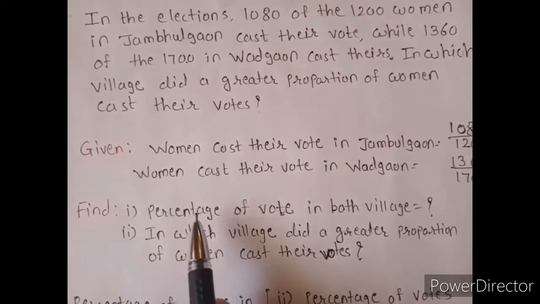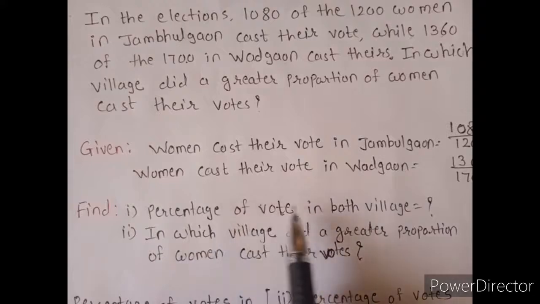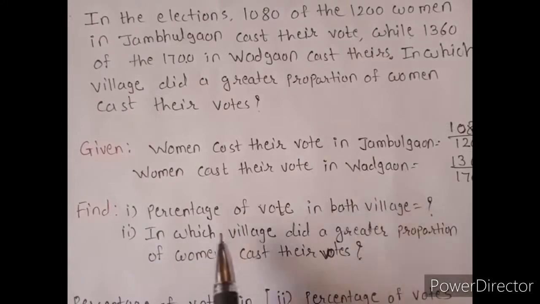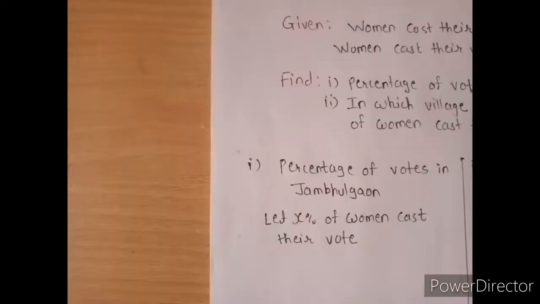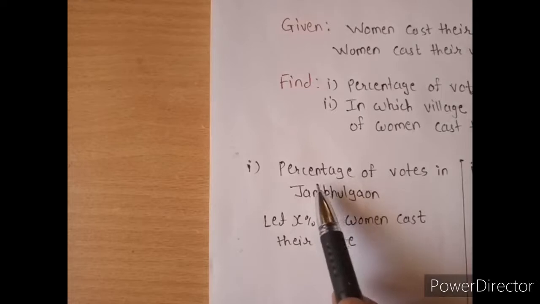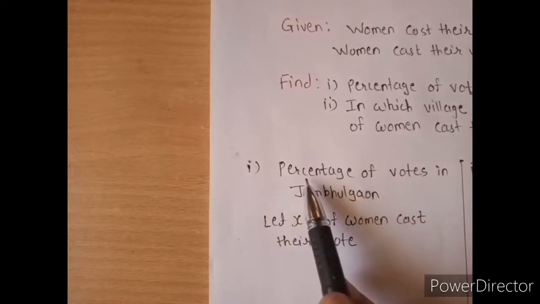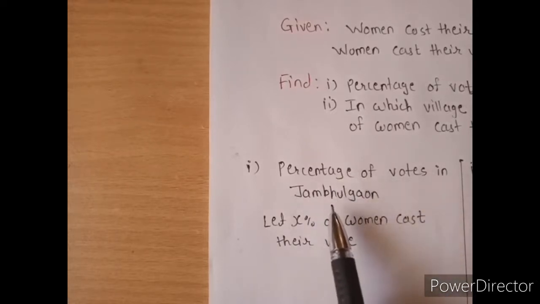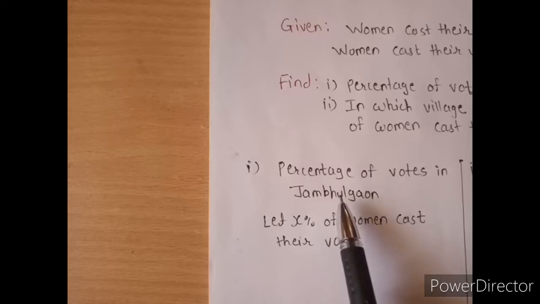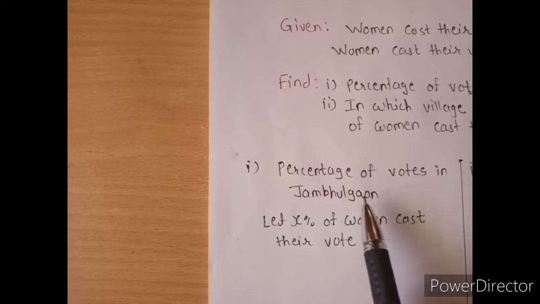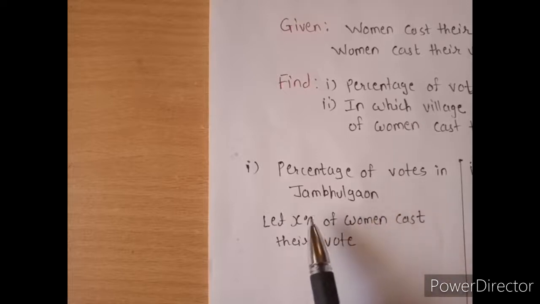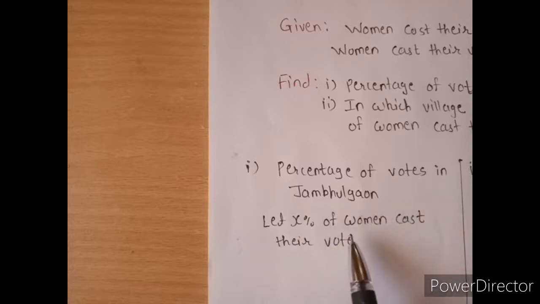Now, what do we have to find out? Two things we have to find out. Percentage of vote in both villages. And in which village did a greater proportion of women cast their votes? So let's see how to solve. Here, to solve this example, first we will find the percentage of votes in Jambulgaon. We don't know what percentage of women cast their vote. So we have taken that X percent women cast their vote.